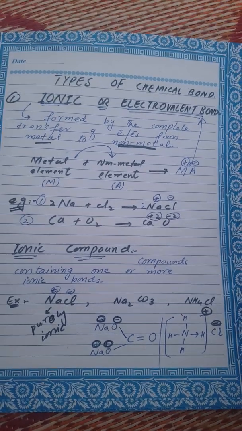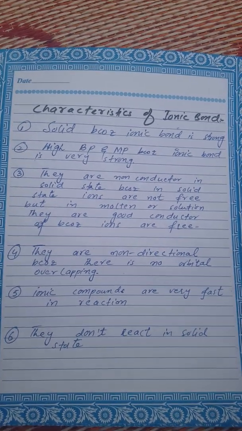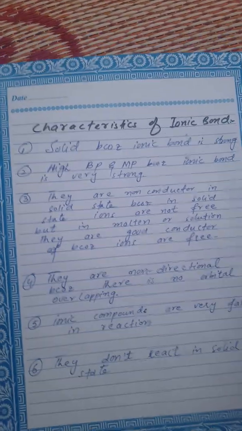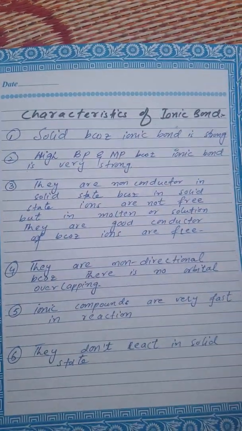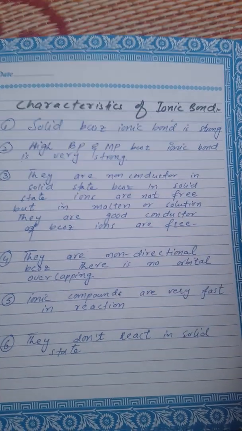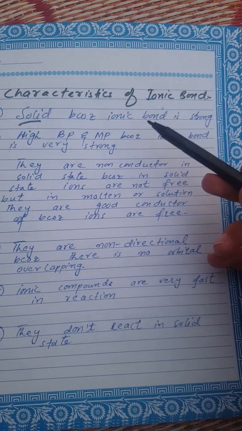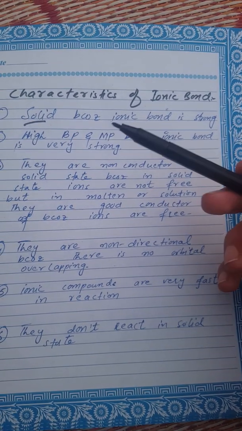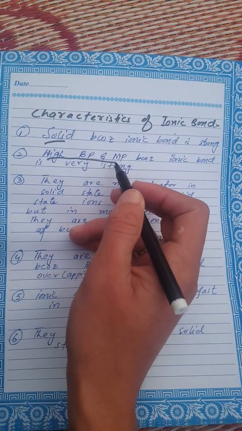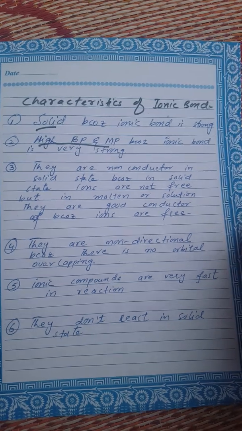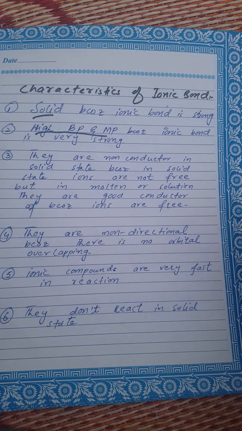Now let's talk about the properties, or the characteristics, of the ionic compounds. Ionic compounds are solid. Why? Because of the strong ionic bond. And they have a high boiling point and melting point, because the ionic bond is strong.